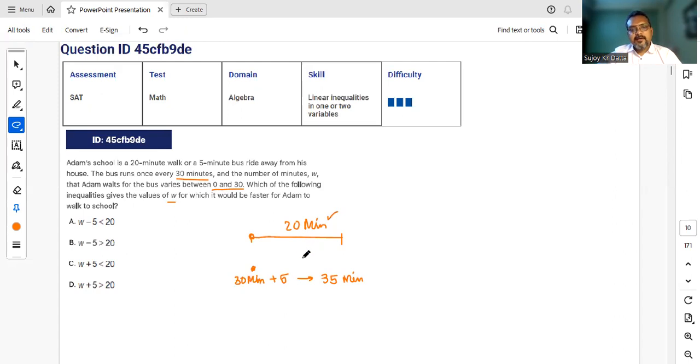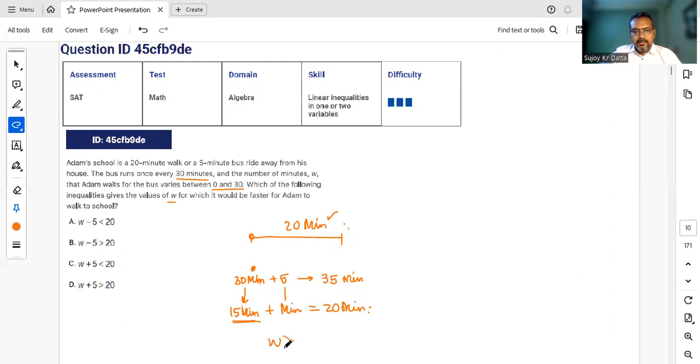So if the bus takes 5 minutes to travel, the maximum I can wait is 15 minutes because then that would be just 20 and then these two would take the same amount of time. So whenever the waiting time for the bus is greater than 15 minutes, I'll be better off walking to school because that would take me a shorter amount of time.